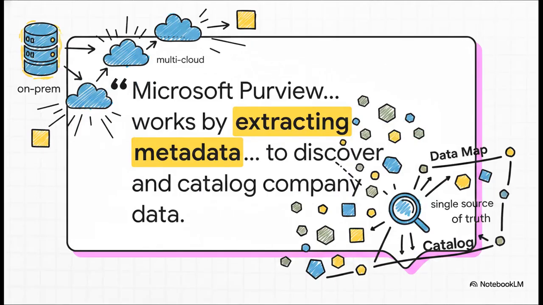So the whole point is summed up perfectly here. Purview works by scanning your entire digital world, on-prem, in the cloud, everywhere, and pulling out the metadata. It uses this to build a data map, which is basically a massive catalog that becomes the one single source of truth for all of your company's data.